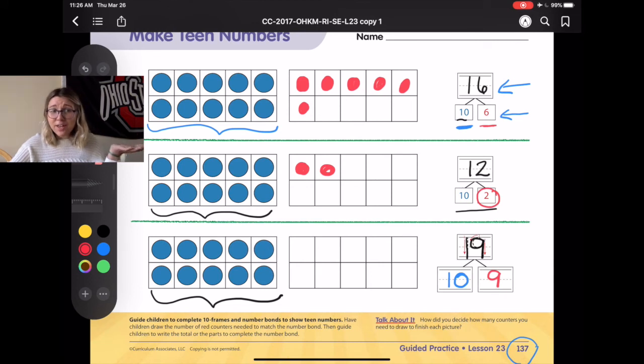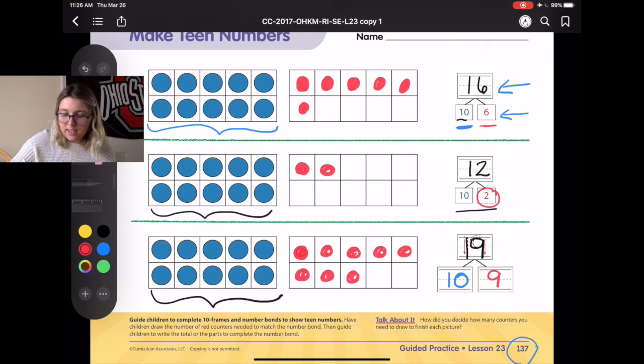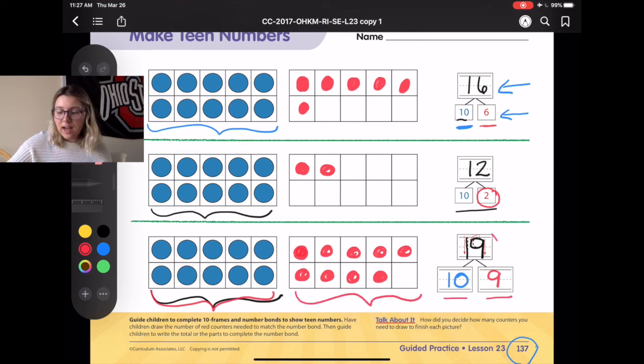But where are the 9 red dots? They aren't there. So we're going to have to draw them in. So go ahead and draw in those 9 red dots, and count to yourself as you do it. 1, 2, 3, 4, 5, 6, 7, 8, 9. That gives us 19 dots. So we have 10 blue dots and 9 red dots. 10 and 9 gives us 19. Great job, friends.